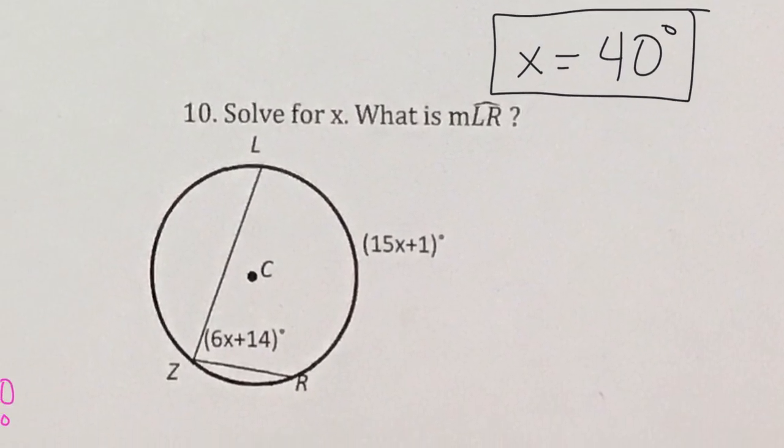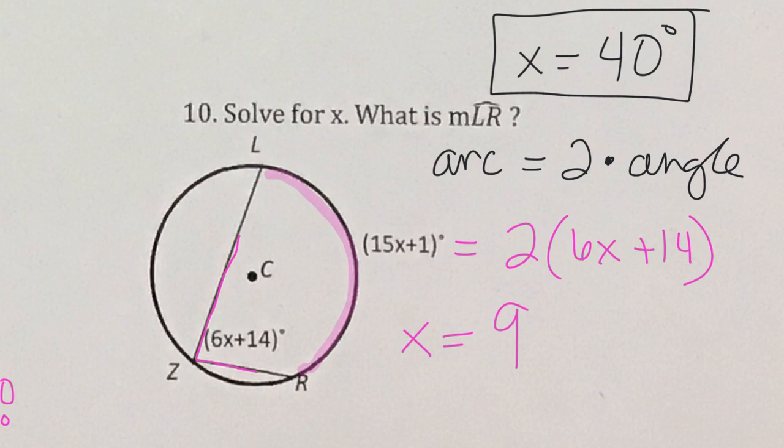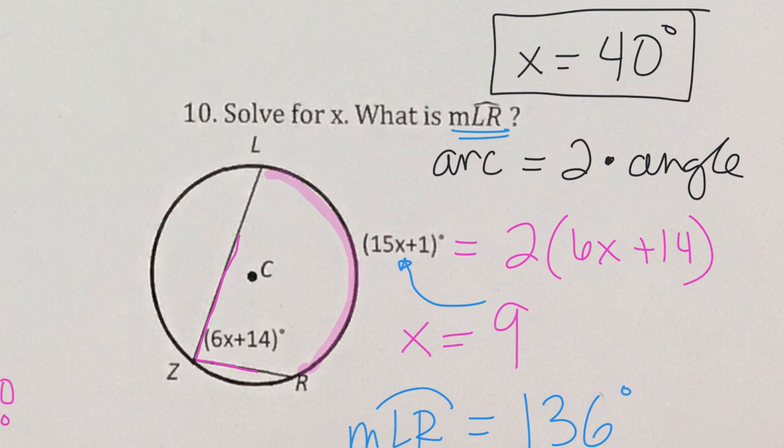And the last one, we have ourselves an inscribed angle. And if you remember, the arc that it subtends is equal to 2 times the measure of the angle. Okay, this arc from L to R is twice the measure of the angle LZR. So arc equals 2 times the angle. That's what the geometry says. And the math comes out to say x equals 9. We're also asked to find the measure of the arc. So we plug x back in there, and we get an arc measure of 136 degrees.